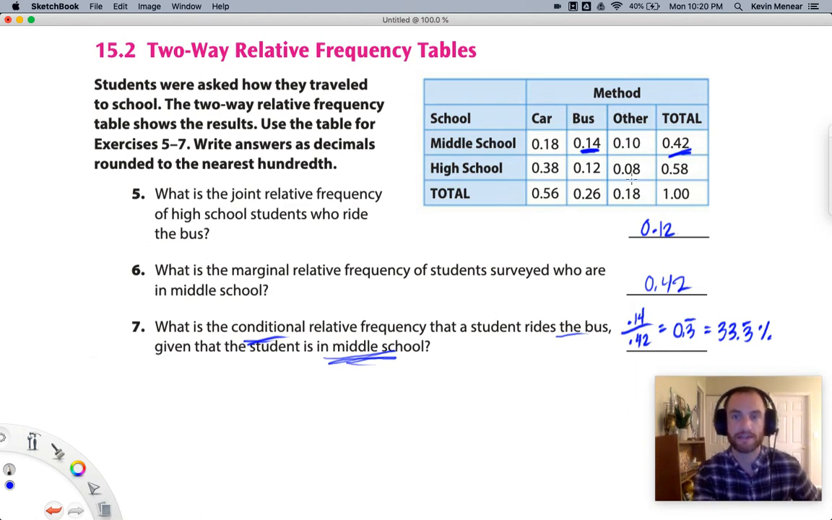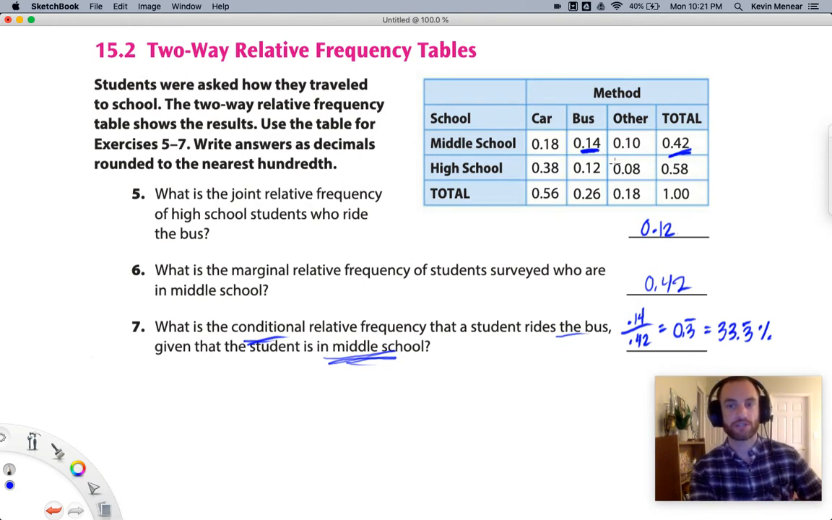So it would just be numbers of actual students. But here we don't have those numbers. We have the relative frequency, which is the number in each of these boxes relative to the total number of students surveyed. So that's why you have 0.14, 0.1, 0.42 instead of whole numbers, because this is a relative frequency table. But in finding the conditional relative frequency, I can treat it the same way.